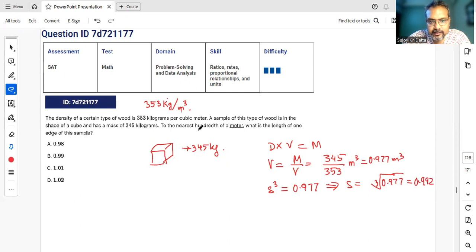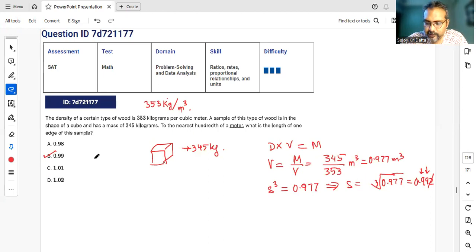So they're saying to the nearest hundredth of a meter, what is the length of one edge of the sample? This is the tenth of a meter, this is the hundredth of a meter, then it is 2. So if you round it off till there, it will be 0.99. So that is option B.